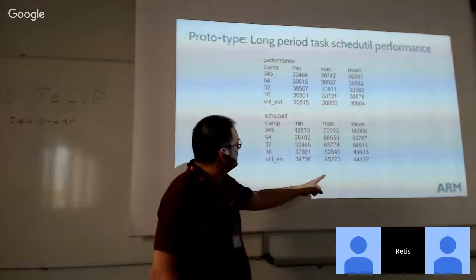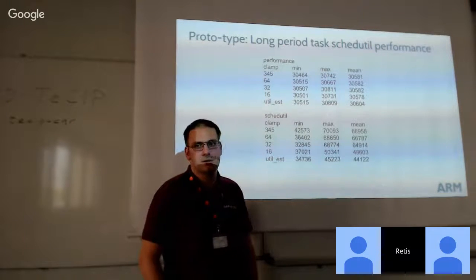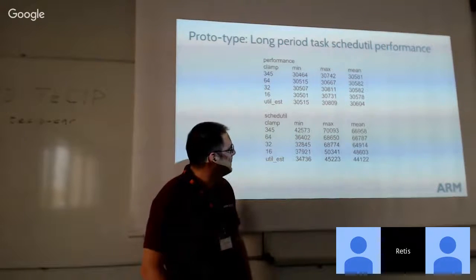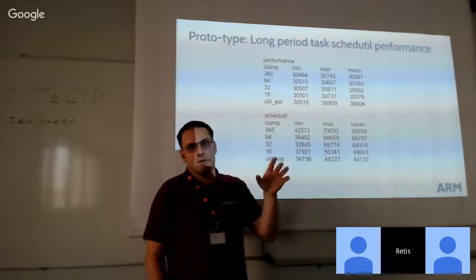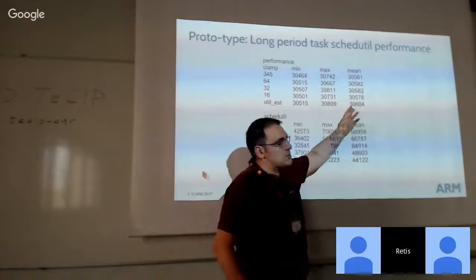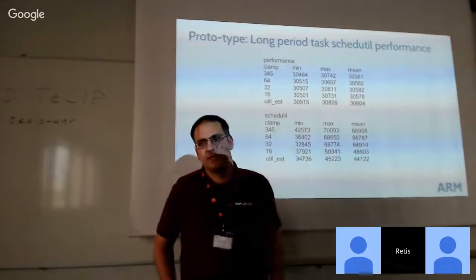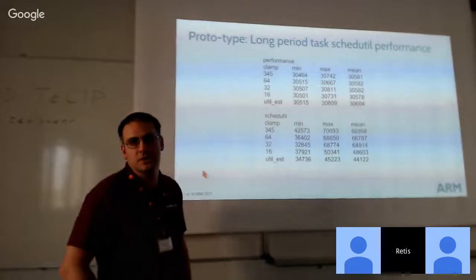Why do you have such a difference between mean, so just to be sure, mean and max is the minimum time to complete the running period. Why do you have such variation between mean and max? Because probably we are not always picking the same OPP. Okay. But in average, we are quite close to the optimal OPP, which is four, as fast as you can, with respect to the other ones that are still a little bit slower.